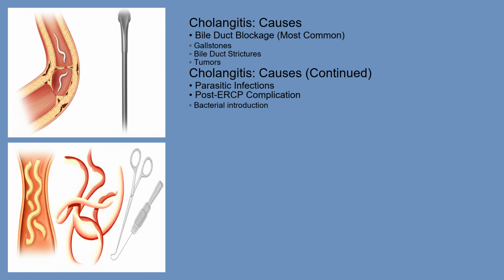Now, let's talk about what causes cholangitis. The most common culprit is a blockage in the bile duct. This blockage can be caused by gallstones, which are hardened deposits that form in the gallbladder. Other causes include bile duct strictures, which are narrowings of the bile ducts, tumors in the bile duct or pancreas, and even parasitic infections. In rare cases, cholangitis can occur after medical procedures, such as ERCP, if bacteria are introduced into the bile ducts during the procedure.